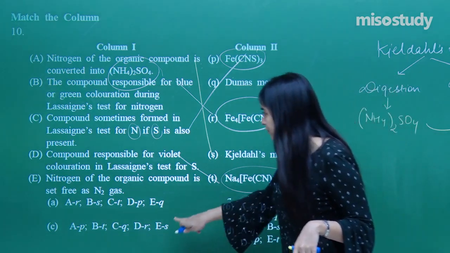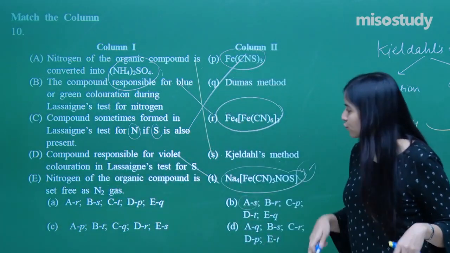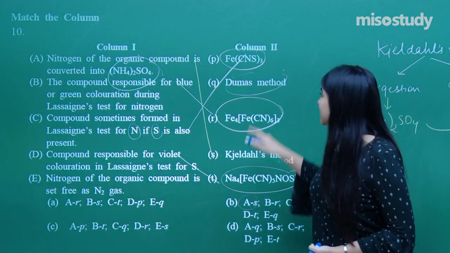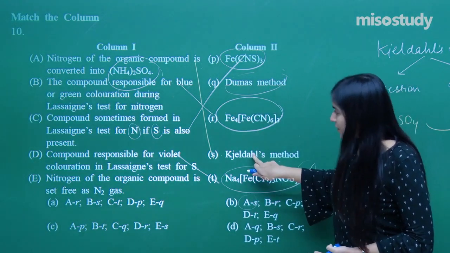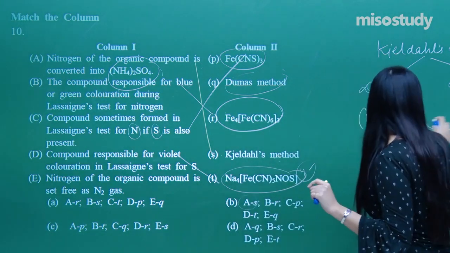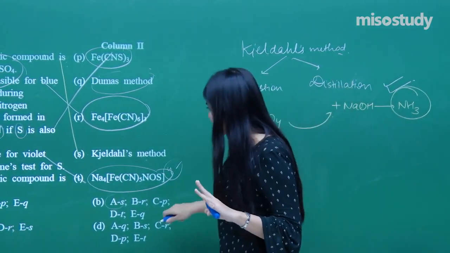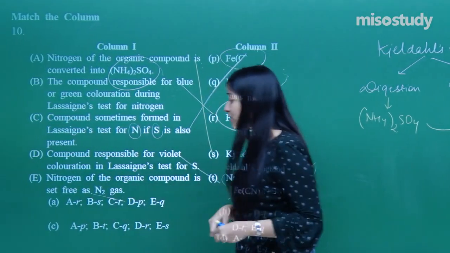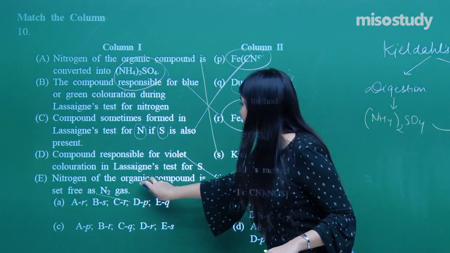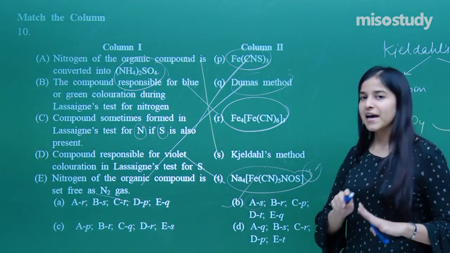Now E is left. Nitrogen of the organic compound is set free as nitrogen gas. How is that possible? It is only and only possible in Dumas method, because in Kjeldahl's method, which is also definitely for the estimation of nitrogen, we get ammonia and not nitrogen, right. So here they are asking about nitrogen gas set free, which is collected in the Schiff's nitrometer. I hope you remember the Dumas method. So that is Q. E is corresponding to Q, so we get option B as the right one.